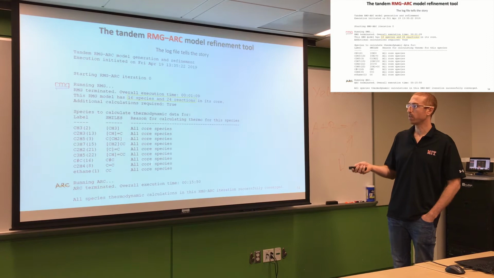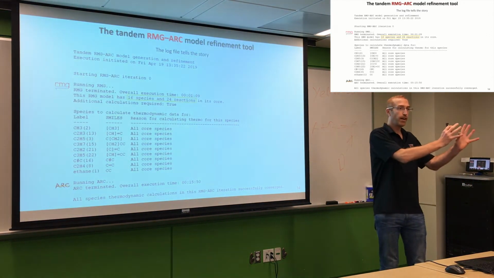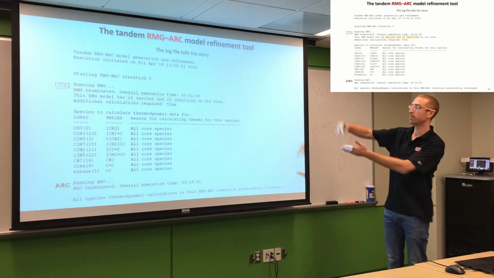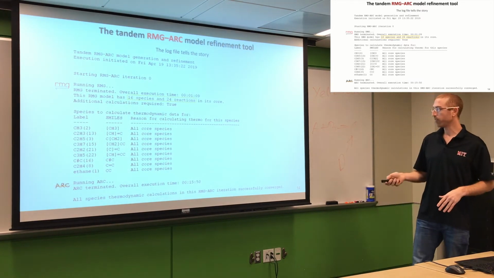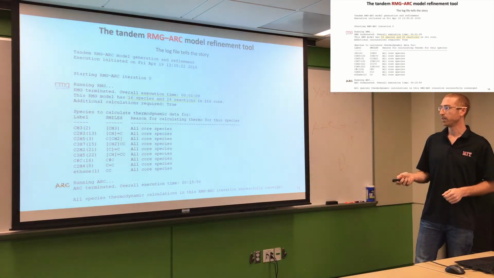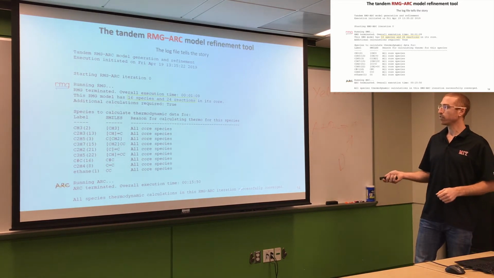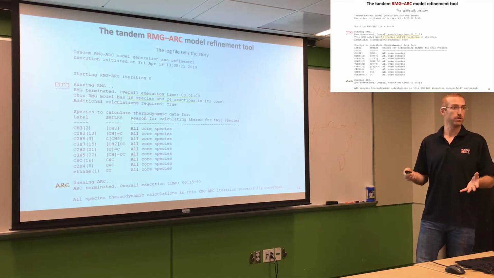And the reason why we're calculating them, then it spawns ARC. ARC will have its own log file that you can later look at, but that's the tandem log file. ARC took 15 or 16 minutes to calculate all of these at a very nice coupled cluster level. All species thermodynamic calculations successfully converged. So everything converged. If not, it will tell us that some species did not converge.